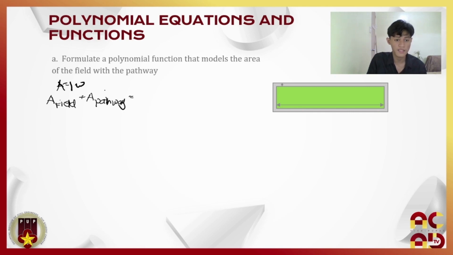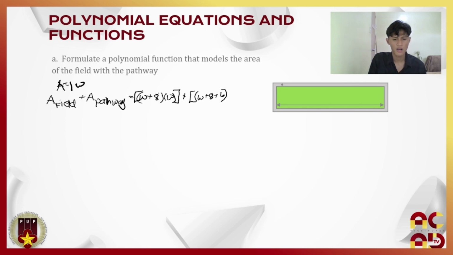So how can we find this? So given na yung length kanina ng field, we have W plus 8. And then yung width niya, which is W lang since wala namang value yung W. And then saka natin i-add yung area ng pathway. So we have yung length ng pathway which is yung length ng field plus yung width ng pathway. So 3 yung width ng pathway. So we have two sides, so ito times natin siya sa 2 which is 6. So W plus 8 plus 6.